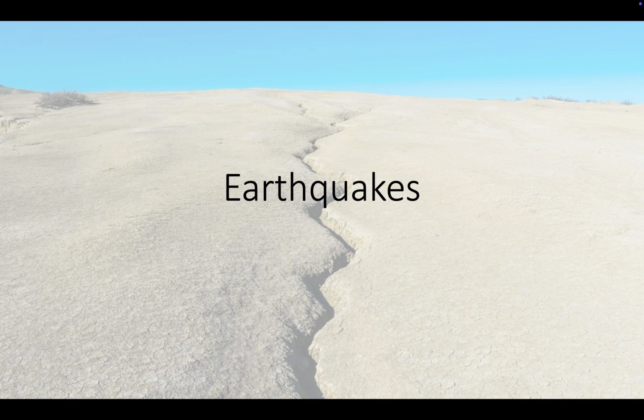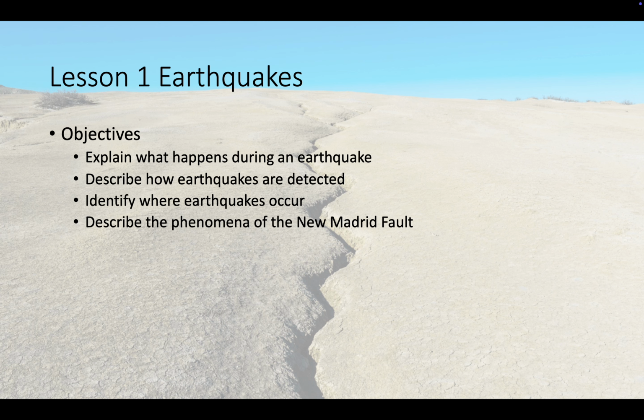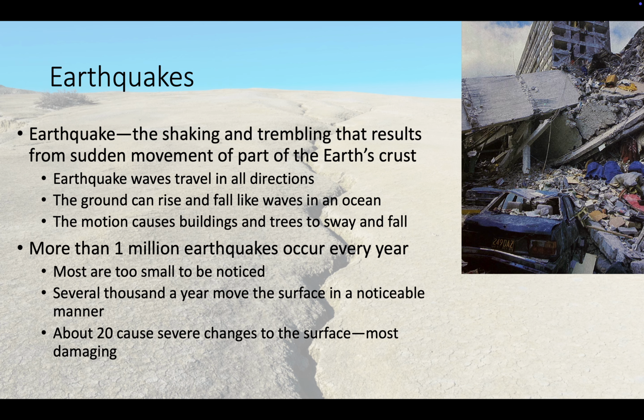New unit on earthquakes. So, lesson 1, you're going to be able to explain to me what happens during an earthquake, describe how earthquakes are detected, identify where they occur, and describe the phenomena of the New Madrid Fault. Okay, so earthquakes, you should already know, are the shaking and trembling that result from the sudden movement of part of the Earth's crust. We talked about this when we talked about plate tectonics.